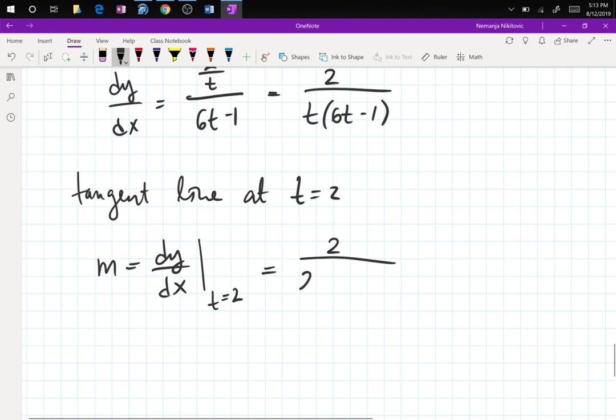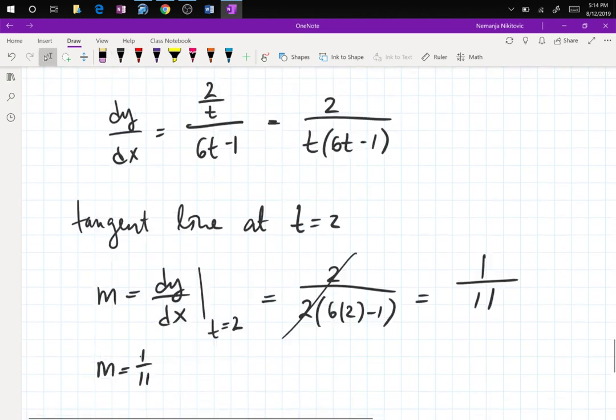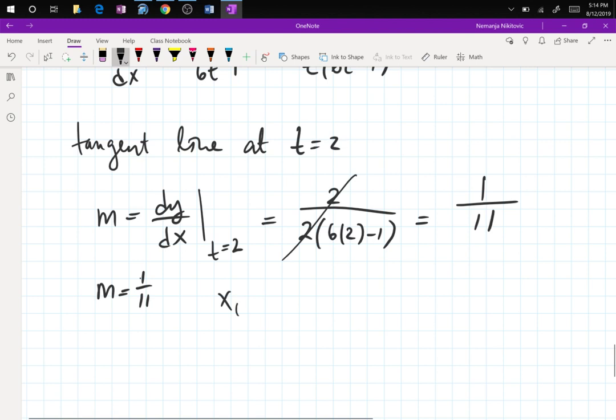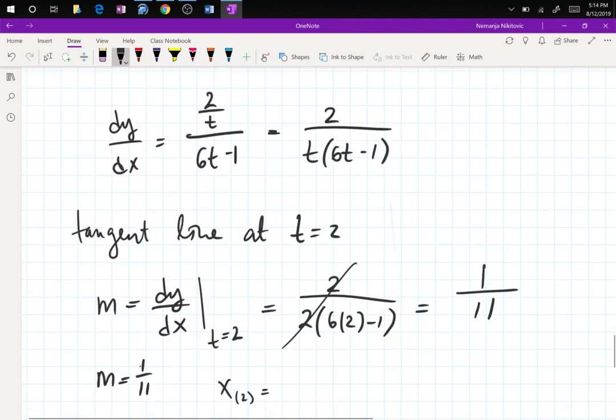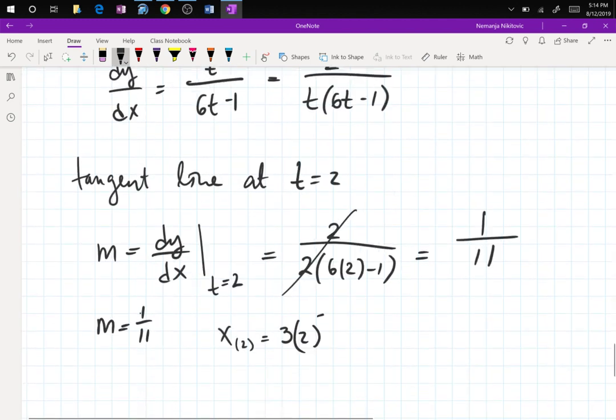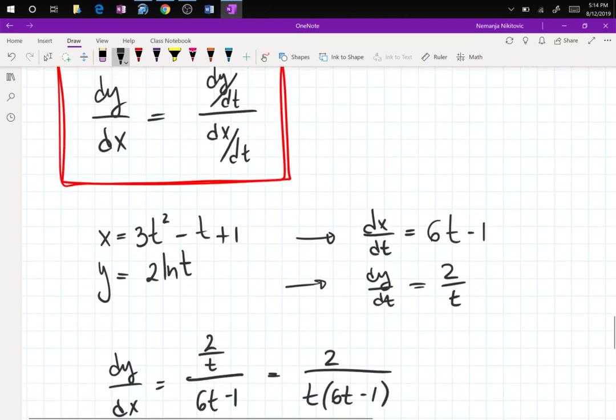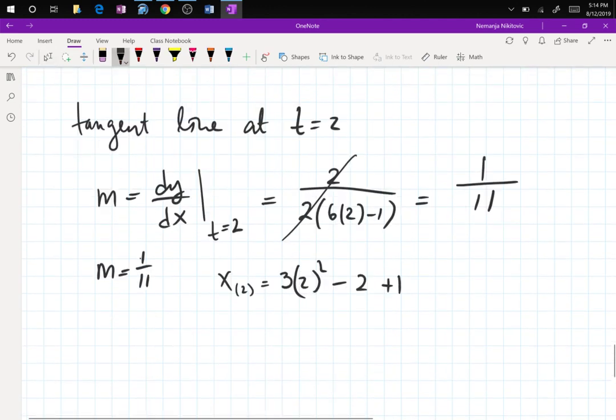So that's 2 divided by 2 times 6 times 2 minus 1. 2 is canceled, 1 over 11, and you have your slope. M equals 1 over 11. You have equation for x, you have equation for y. So x computed at t equals 2 is going to be what? What do we have? 3t squared, so 3 times 2 squared minus 2 plus 1. And y of 2, well, this is going to be 4, 12, 10, 11.